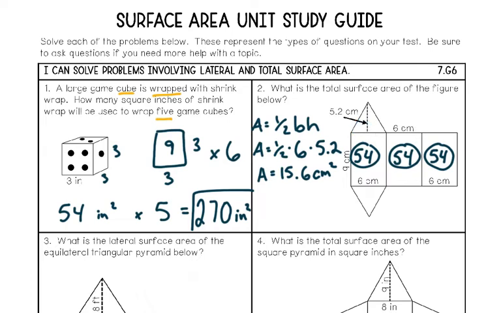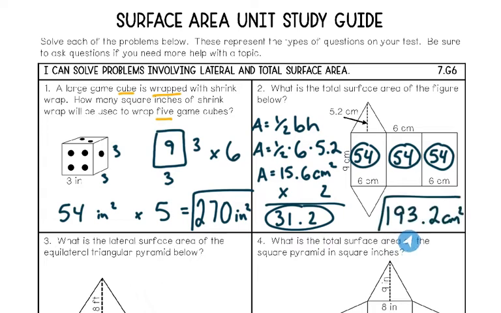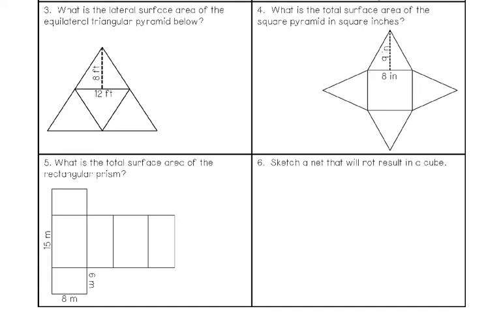Now I know that there's 2 of these triangles, so I found the area of one. I need to find the area of both. They're the same, so I'm just going to double this number, which gives me a combined area for the triangles of 31.2 square centimeters. And since I'm finding the total surface area, I'm going to take the area of the rectangles and the area of the triangles, and I'm just going to add those numbers together. When I do that, I get the total surface area of 193.2 square centimeters.